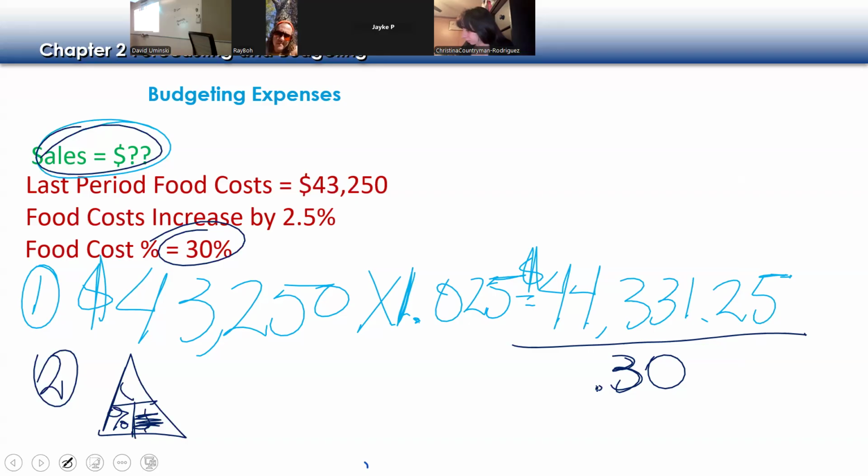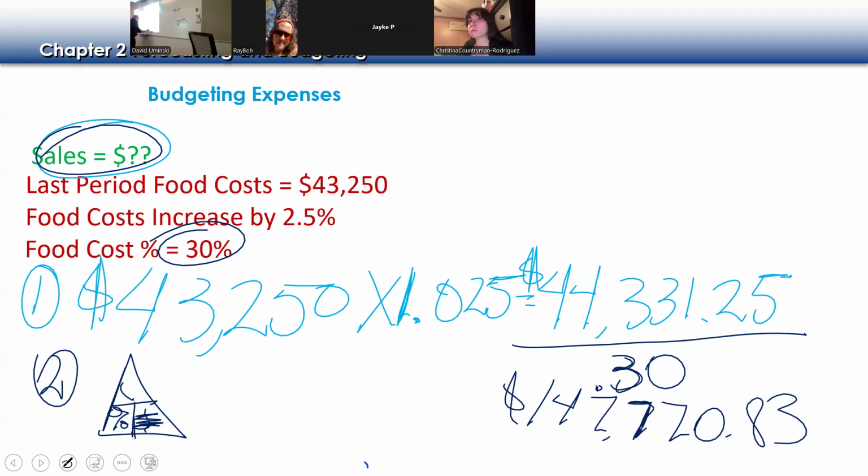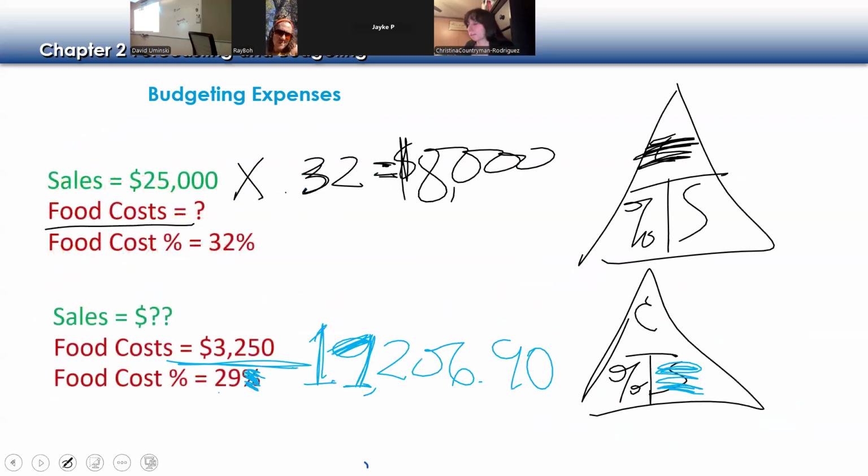What do we get in the back? 147,000. Say it one more time, real loud. 147,000. Okay? 770.83. Okay, cool. So those are sevens, not twos. So 147,770 and 83 cents. That is my new number for my sales.